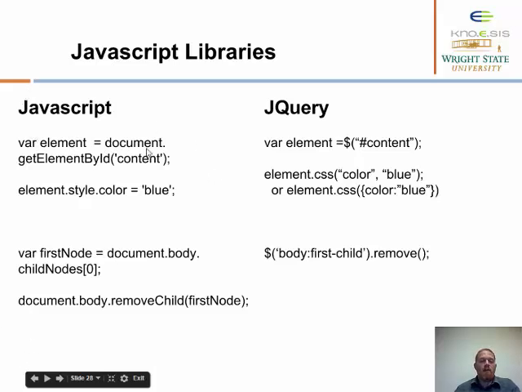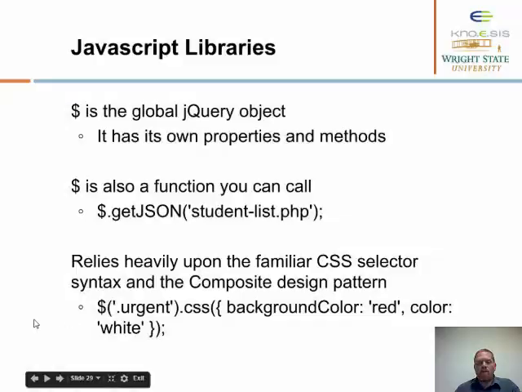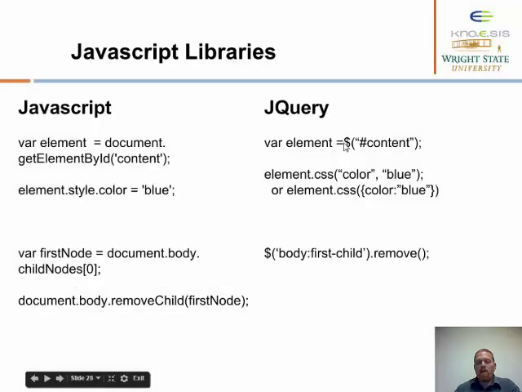So we're going to get that element, that paragraph element, by its ID content. And here the dollar sign is the jQuery reference. So we're telling jQuery get this element content, the ID content. That's a lot less to write than this.